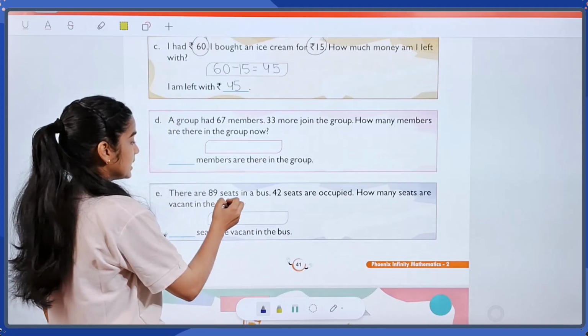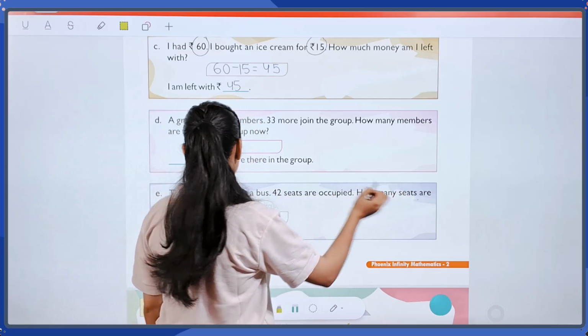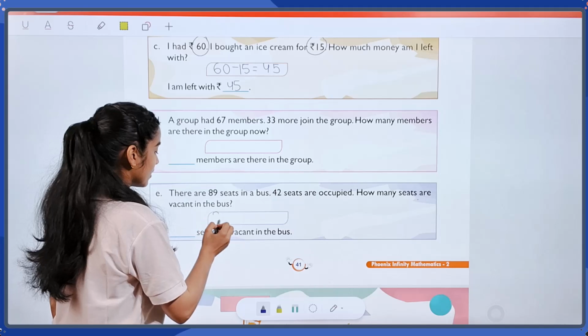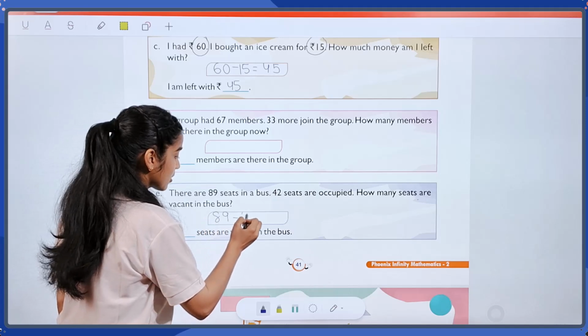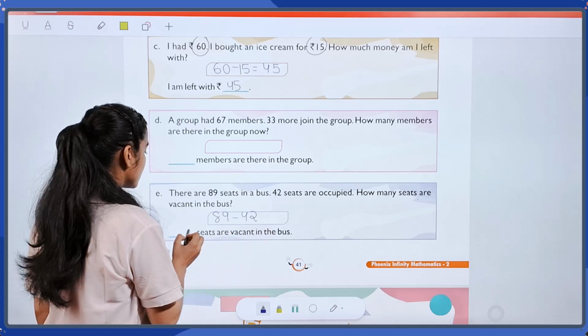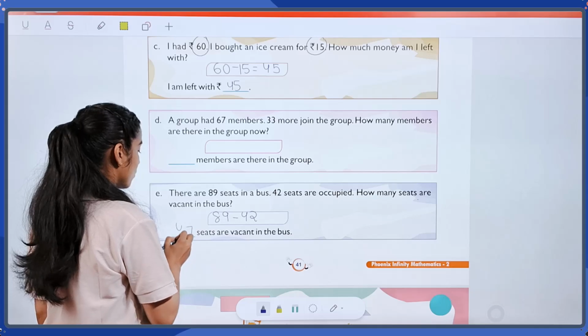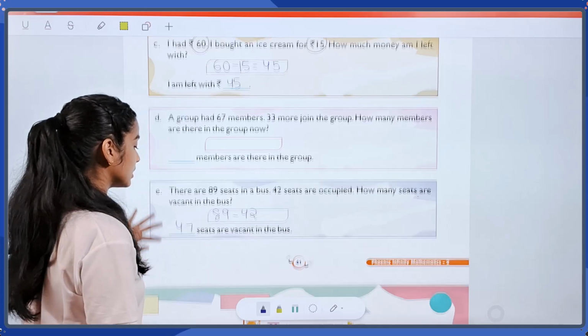Next, there are 89 seats in a bus. 42 seats are occupied. How many seats are vacant in the bus? So again, 89 minus 42. 9 ones minus 2 ones is 7 ones. 8 minus 4 tens is 4. So 47 seats are vacant in the bus.